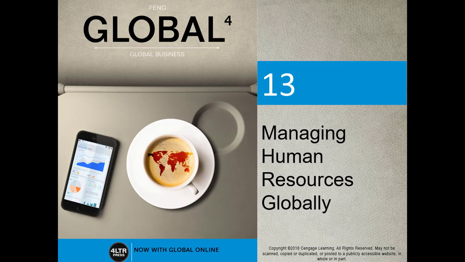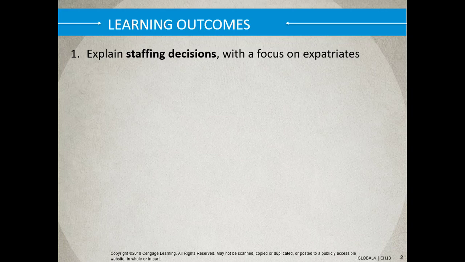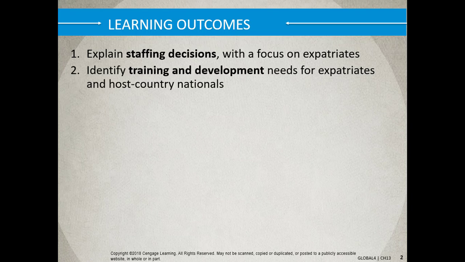All right, let's get right to it with the learning outcomes. The first thing we'll look at is staffing decisions with focus on expatriates or expats. We'll look at the definitions in just a second. Then, of course, training and development needs for expats. So yes, it is human resources. For those of you who already took intro to management, we covered the chapter on human resources there. So you'll see some similarities, but obviously within the context of the global environment.